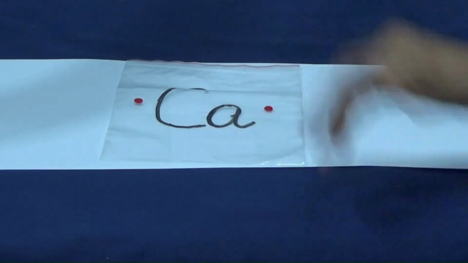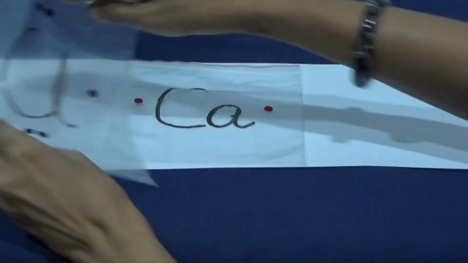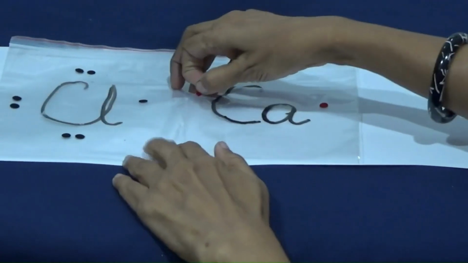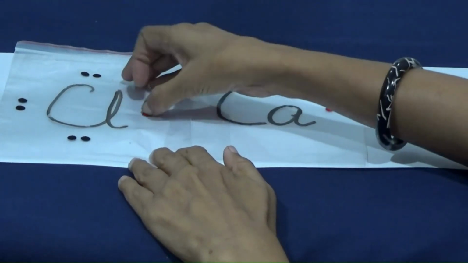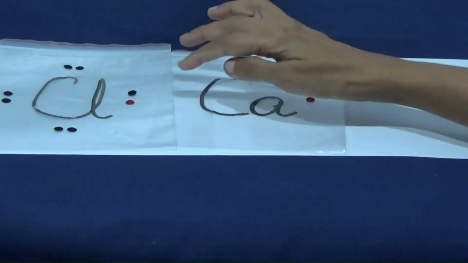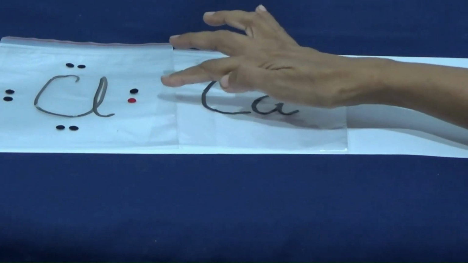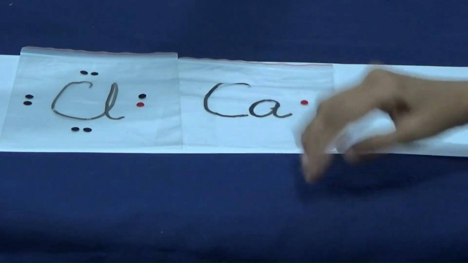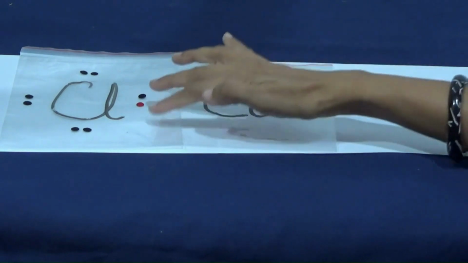So calcium now can give it to any non-metal. Here it is giving it to chlorine. So one electron goes to chlorine, chlorine's need is satisfied, and chlorine becomes a negative ion. Here calcium's need is still not complete.